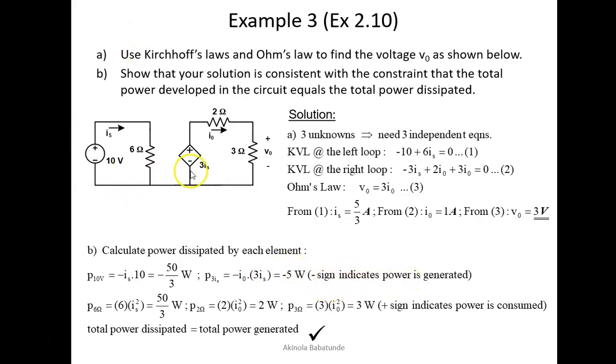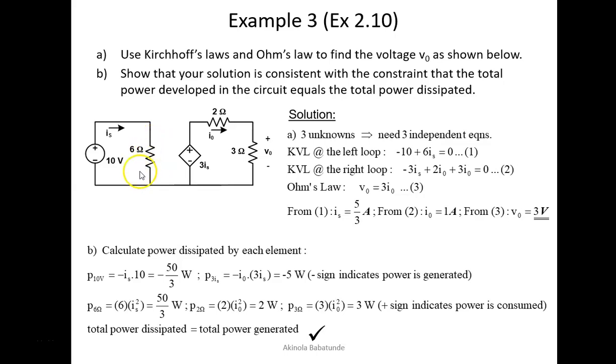We have 3 other elements in the circuit, and we can easily find the power dissipated in those elements. Now these are not sources. As you can see, current is going into the 6 ohm resistance. Since current is going into this particular circuit element, it means that power is going to be consumed in this circuit. Current is also going into this 2 ohm circuit element. Power is going to be consumed in this circuit. Current is also entering this particular circuit element. Power is going to be consumed by this circuit element.